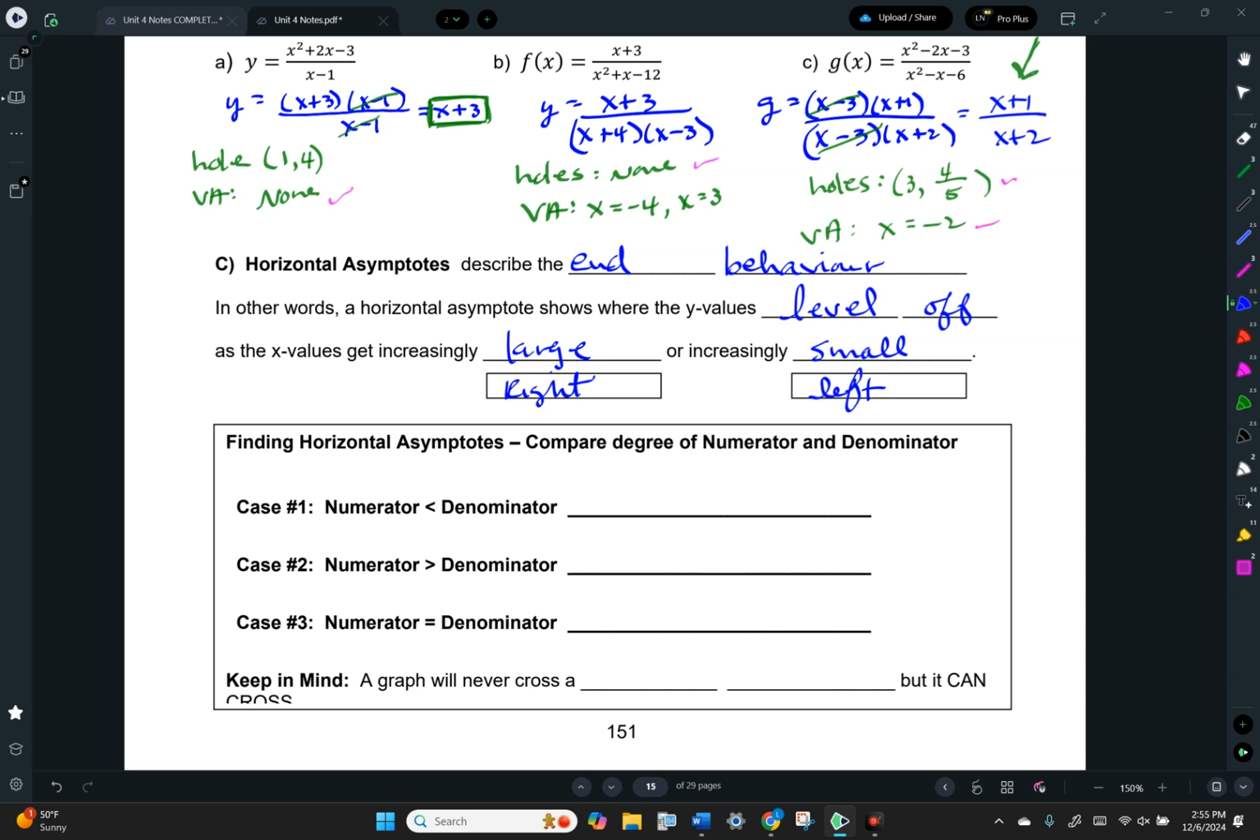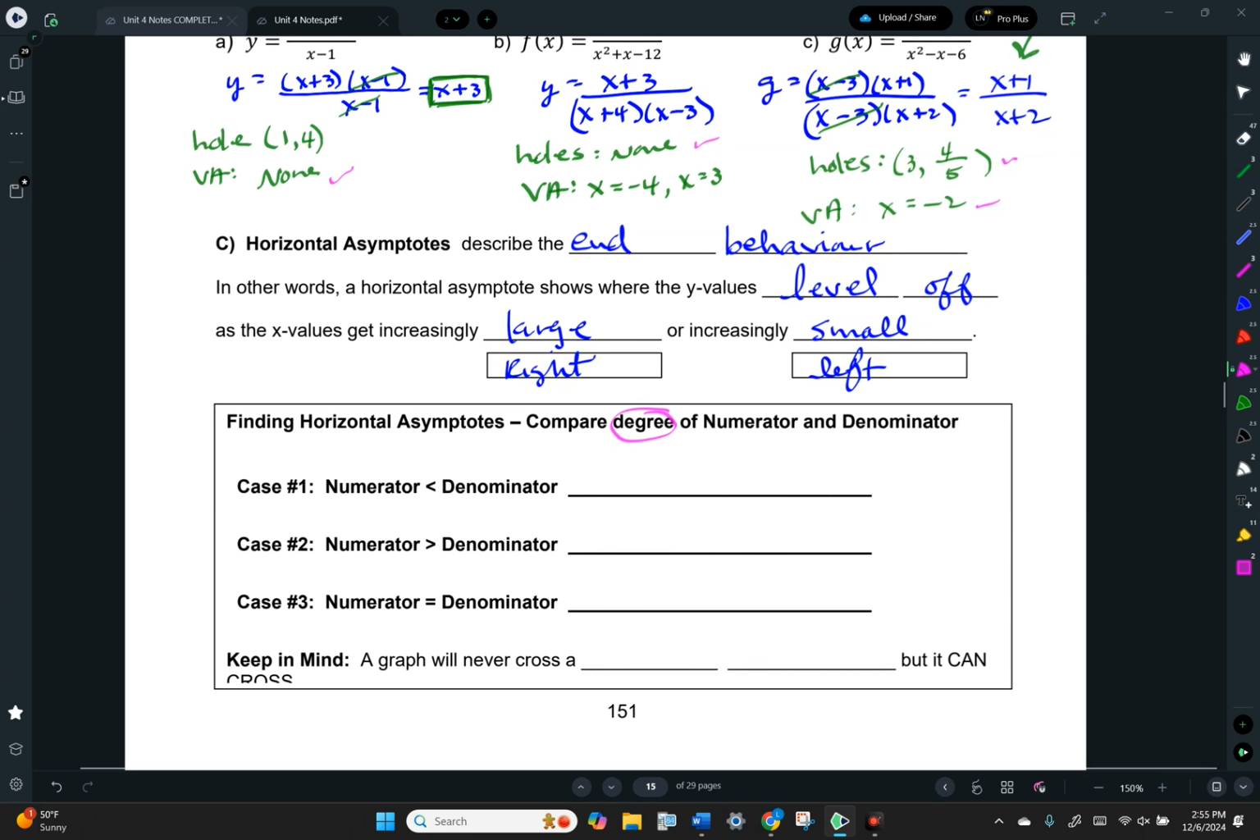By just looking at the equation, not the graph, but by looking at the equation. Well, it all comes down to the degree of the numerator and denominator. And remember, the degree is the highest exponent. We talked about that the other day. So you compare the highest exponent of the numerator to the highest exponent of the denominator.